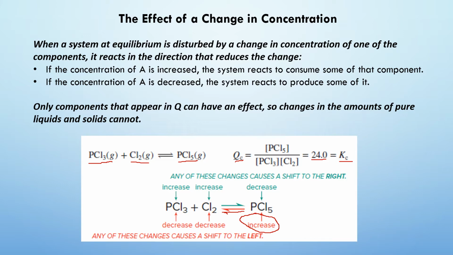On the opposite end, if we decrease the product, the amount of PCl5, the net reaction will generate more of this PCl5. That is done by reacting more of these reactants. So in that case, the chemical reaction will be shifted to the right.